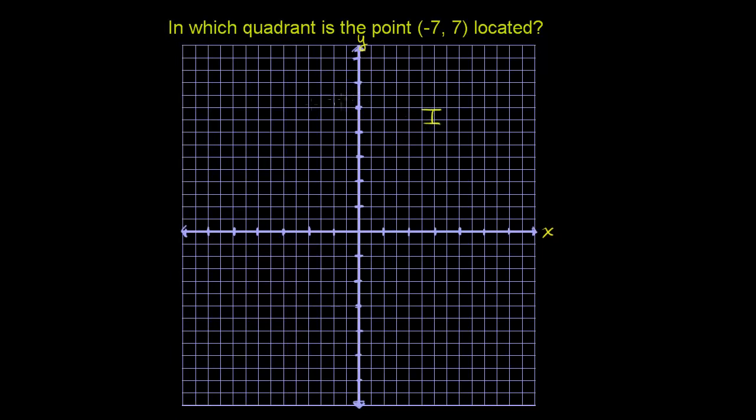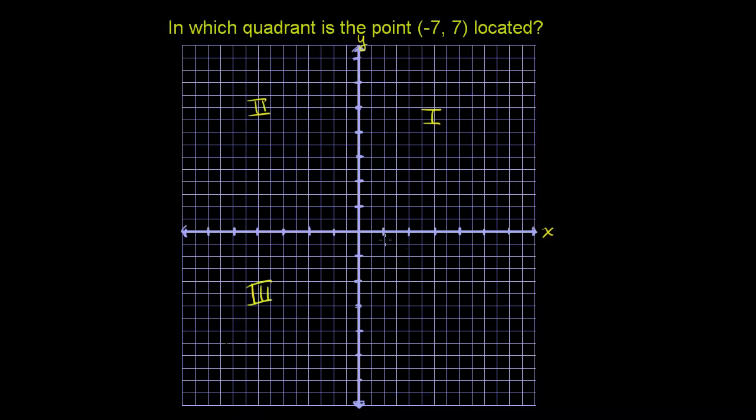Then if we move counterclockwise around the coordinate plane, this quadrant where the x values are negative and the y values are positive, we call the second quadrant. Then we go down here where both the x values are negative and the y values are negative. We call this the third quadrant, once again using Roman numerals.